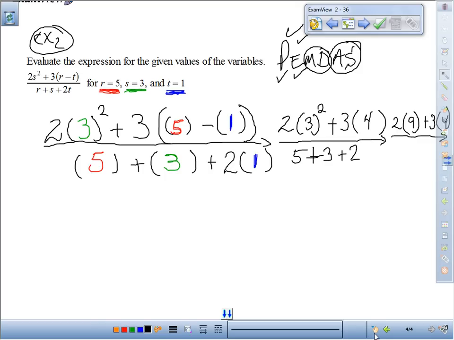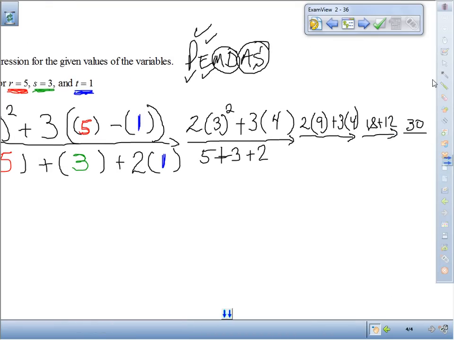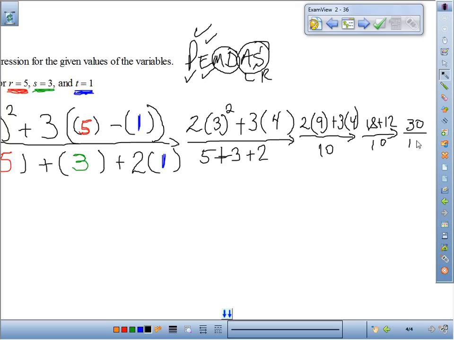Do I have addition and subtraction? Yes, so I go from left to right. So 5 plus 3, 8 plus 2, 10. Bring that over, bring that over. If we simplify, what do we have? 3. That's simple. As long as you do your substitution correctly, follow your order of operations, you will be fine. So make sure, slow down, okay?